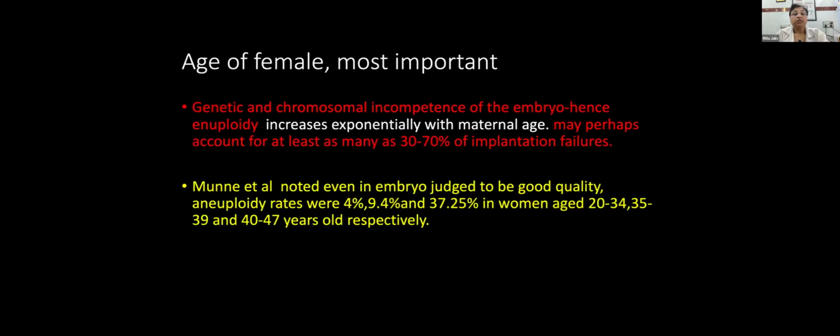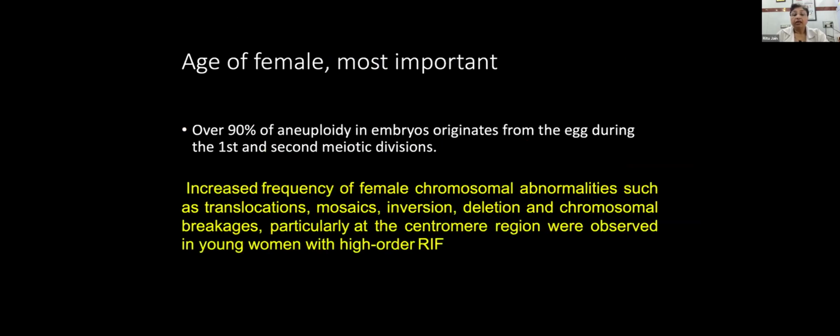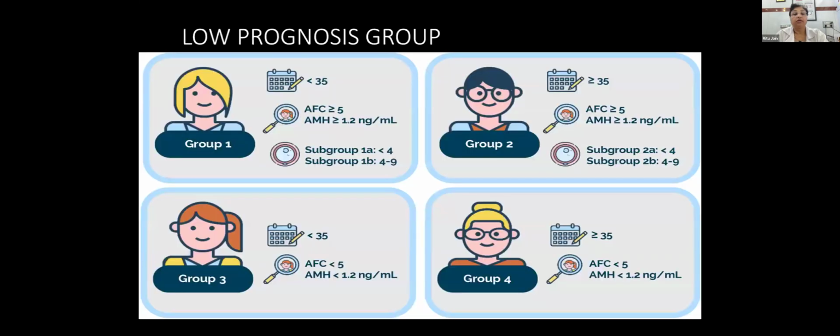So age, we know with advanced age, the chromosome and genetic abnormalities increase exponentially. At 40 to 47, there is almost a 37% chance of having aneuploid embryos, whereas in young age it is less. When aneuploidies happen in young women, it is particularly due to chromosomal breakage, especially in the centromere region. Whenever a young female is experiencing high order RIF, these are the probable reasons.